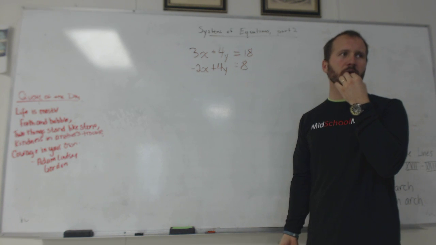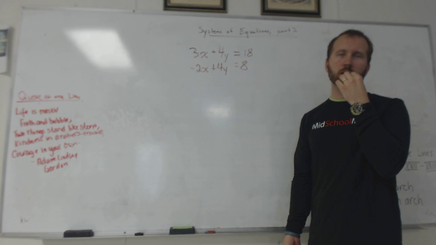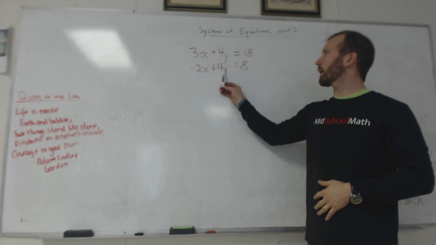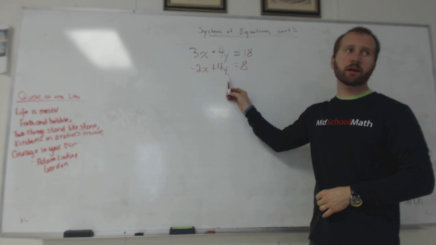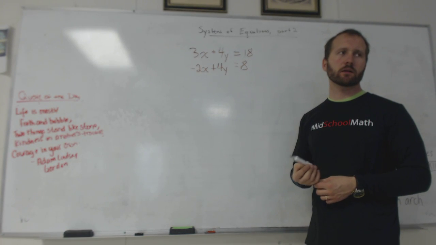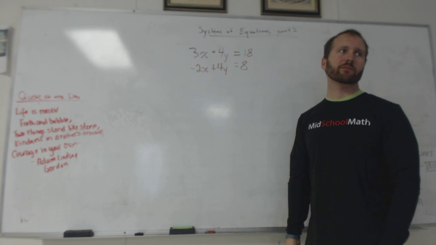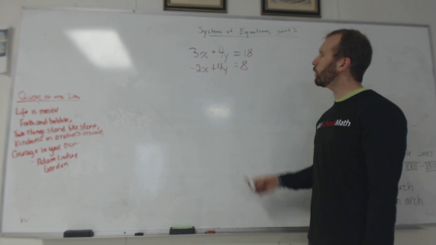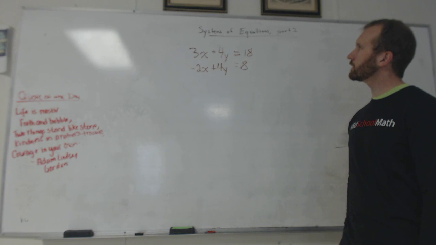There would be 8y, not 8x. Sorry, x plus 8y, right? What's wrong with that? Why don't I want to do that? Because you only want to have one variable. Yeah, I want one of the variables to drop out.